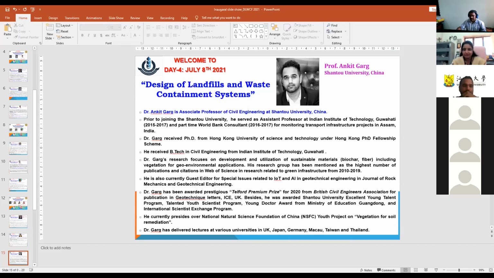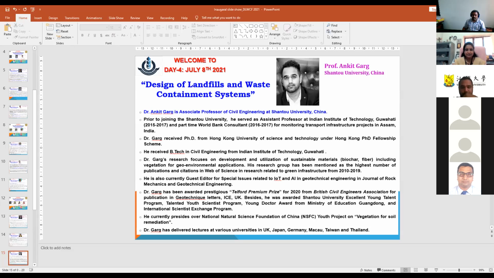Without much delay, we will move to the third session of the day. To deliver this session, we have Professor Ankit Garg with us. Professor Ankit Garg is Associate Professor in Civil Engineering at Shantou University, China. Prior to joining Shantou University, he served as Assistant Professor at IIT Guwahati and as a part-time World Bank consultant for monitoring transport infrastructure projects in Assam. Dr. Garg received his PhD from Hong Kong University of Science and Technology under the Hong Kong PhD Fellowship Scheme. He pursued his BTech in Civil Engineering from IIT Guwahati.